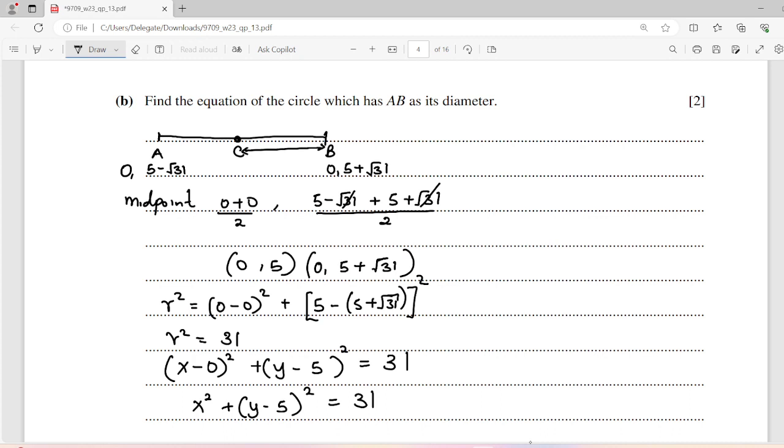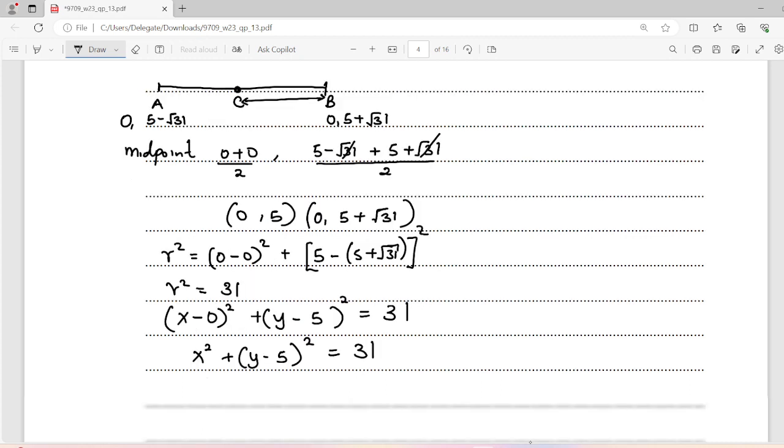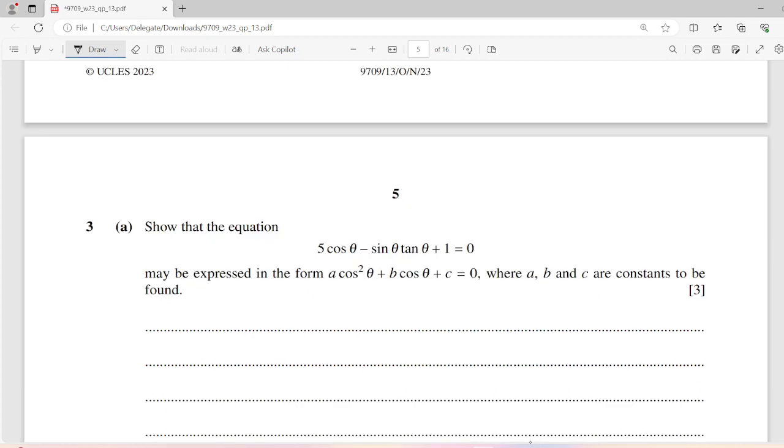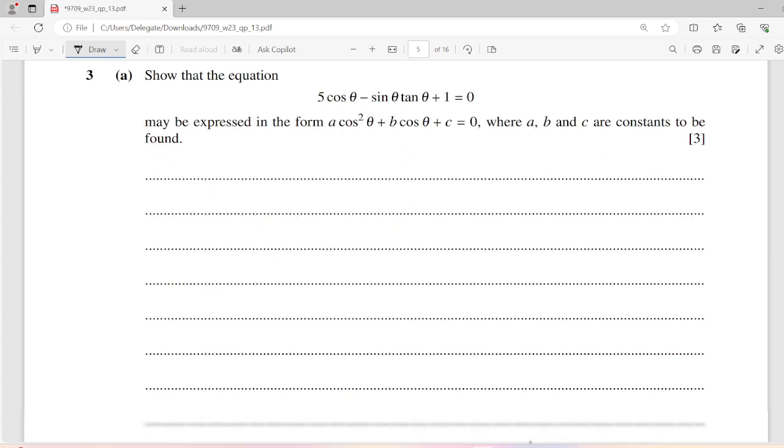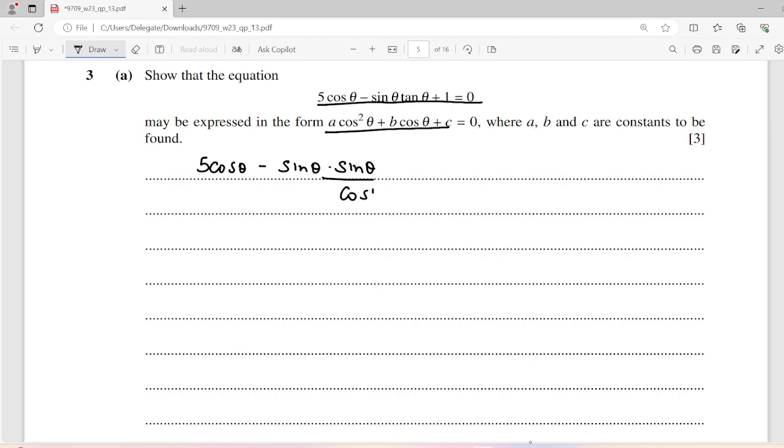And then we go to number 3 of the question. Number 3 is about trigonometry, and it is basically showing that this expression here can be as well written in that form. So what you have to do, you need to convert the tan. So we shall end up having 5 cos theta minus sin theta. Tan is simply sin theta over cos theta. Then plus 1 equaling to 0.